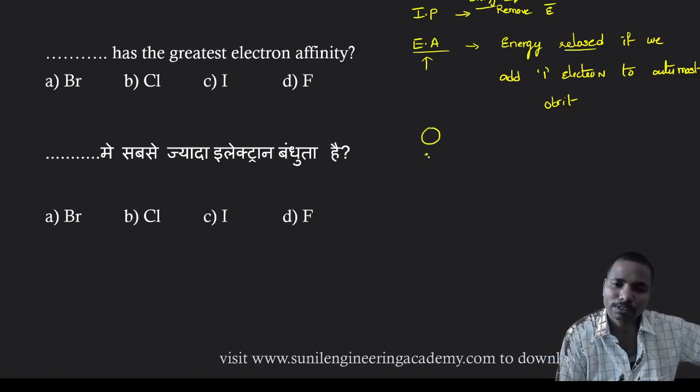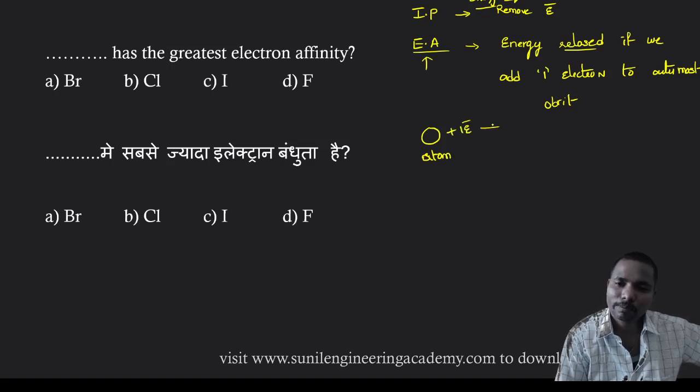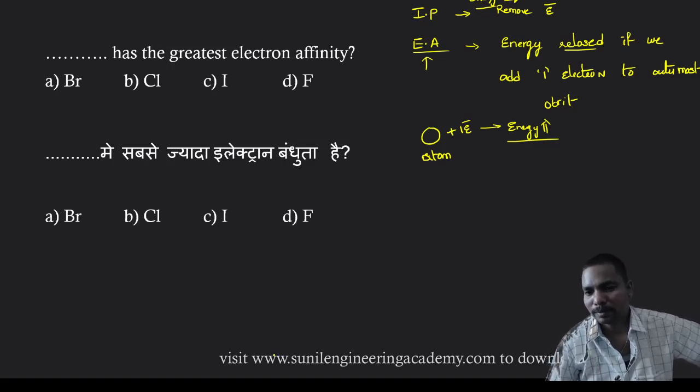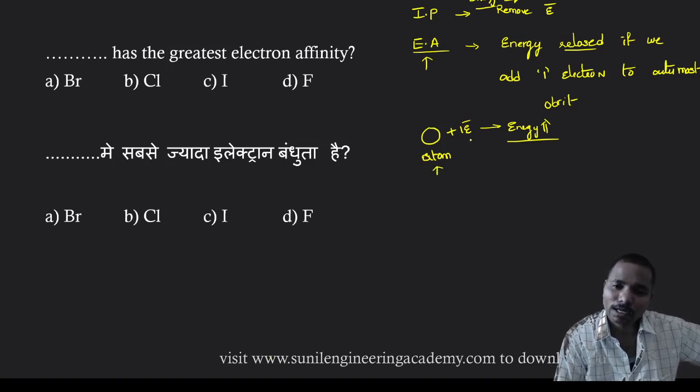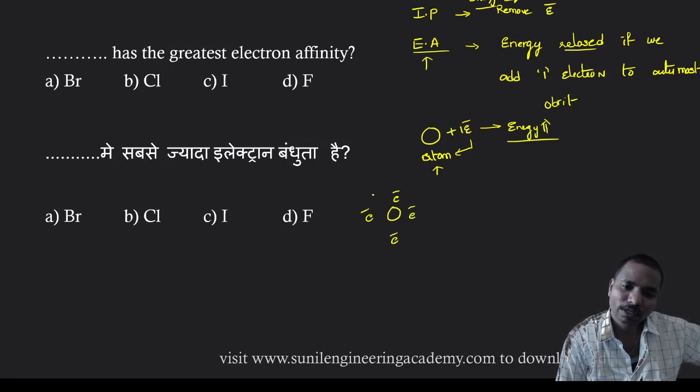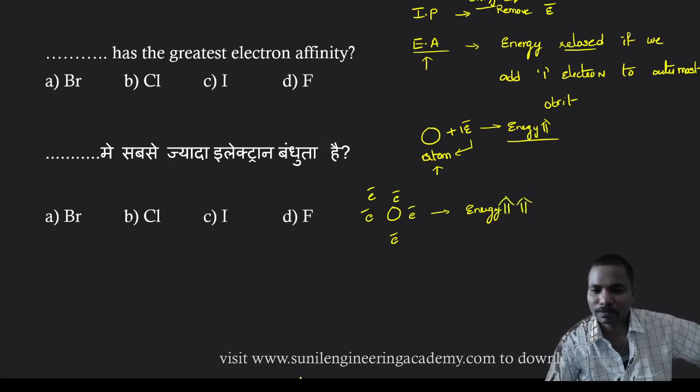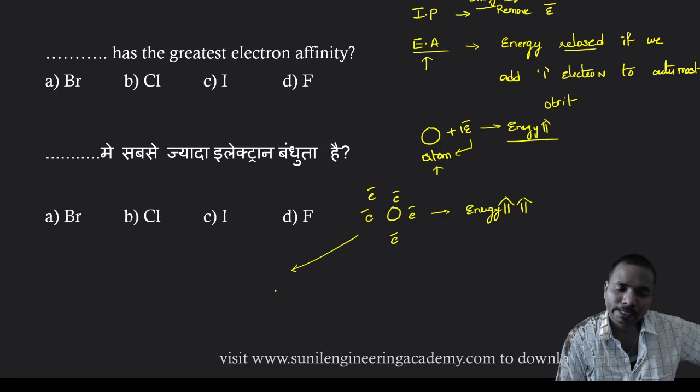For example, if a stable atom is there and you add one electron to this atom, there may be some energy released. That energy is nothing but electron affinity. So if any atom or element attracts more electrons, then more energy will be released. Correct? Which are attracting electrons? Those having electronegative nature attract more electrons.